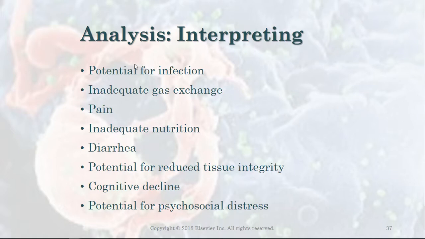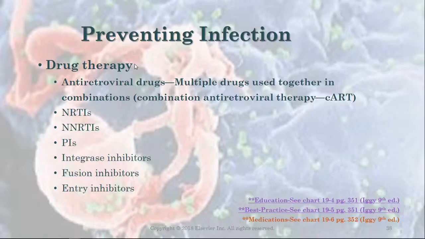contact. So some of the ways that we can prevent infection is drug therapy. Antiretroviral drugs are multiple drugs used together in combination. So combination antiretroviral therapy, that's CART. So NRTIs are nucleoside reverse transcriptase inhibitors. Those are some of the medications that can be used.